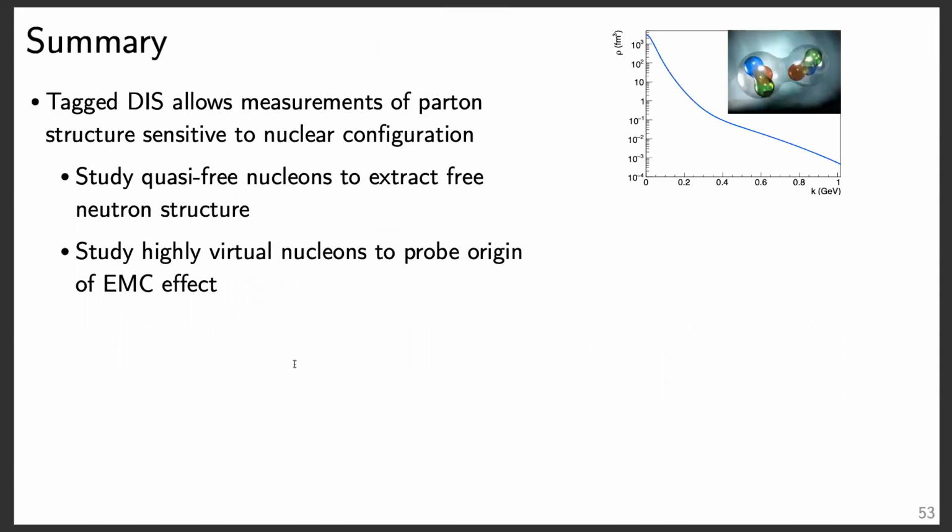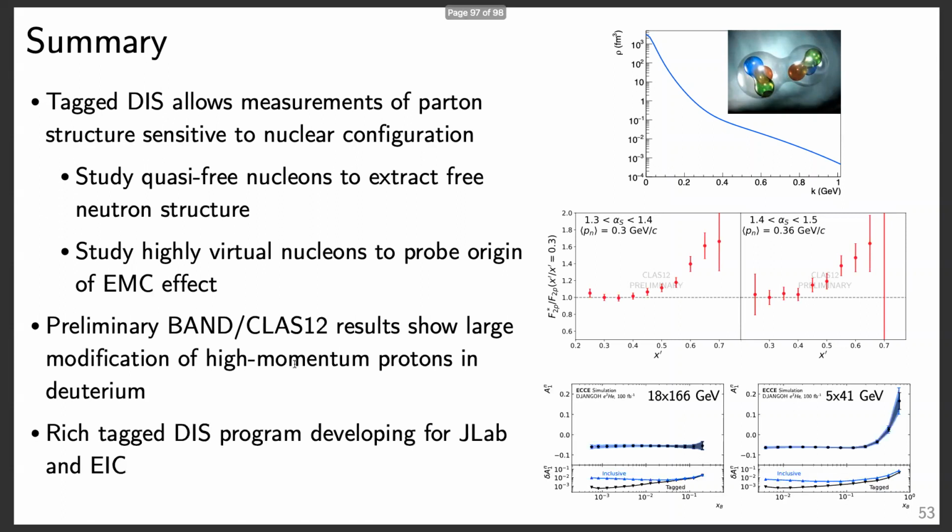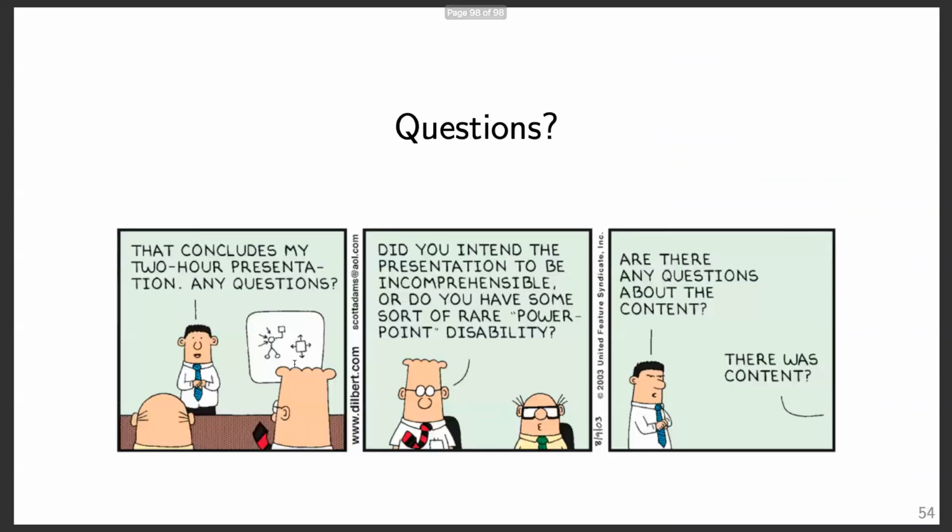And then there are also multiple ways to perform tagging at the EIC to go beyond the neutron spin structure that I mentioned today. So in summary, tag DIS lets you measure bound nucleon structure differential in the nuclear wave function, which can be used to probe quasi-free neutrons and look at very highly virtual nucleons. Preliminary results from BAND and CLAS12 show a large modification of high momentum protons in deuterium, and there are rich possibilities for a tag DIS program, both at JLab and at the EIC. So thank you.